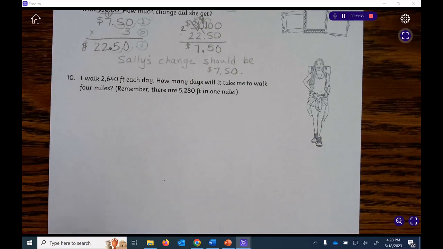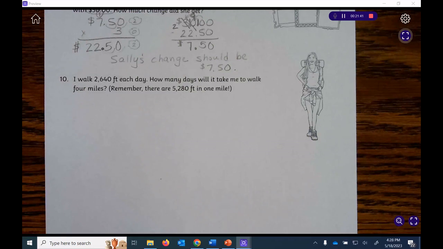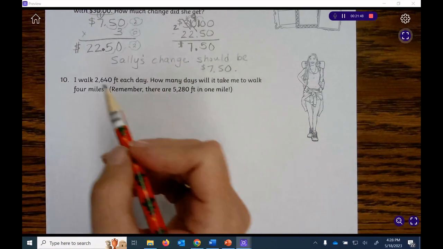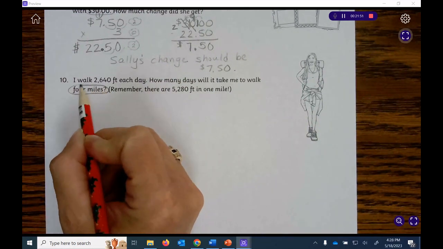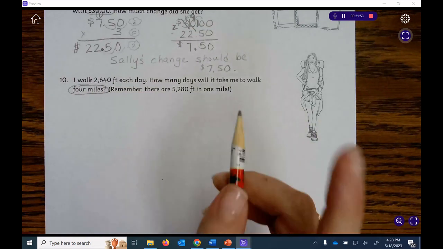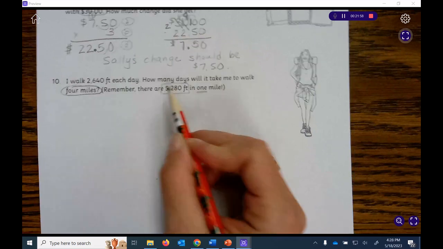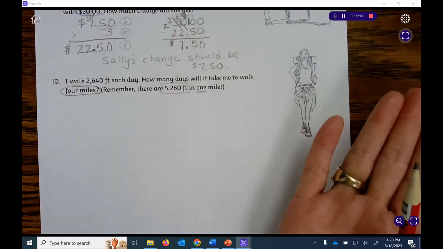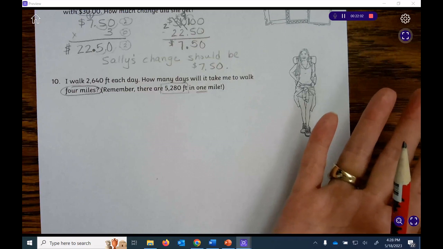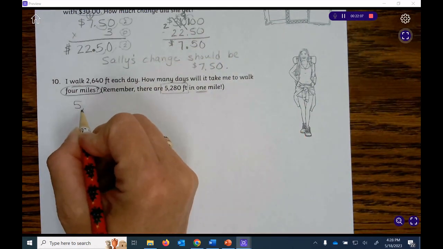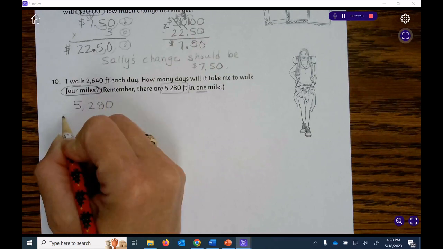Now, I am going to solve this problem with a chart. You, again, may solve it differently, but let's begin. This person wants to walk a total of 4 miles. And remember, 1 mile is 5,280 feet. Okay? So our first step is to figure out how many feet is 4 miles. So we're going to multiply 5,280 times 4.